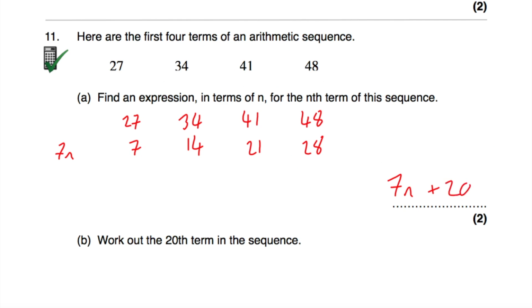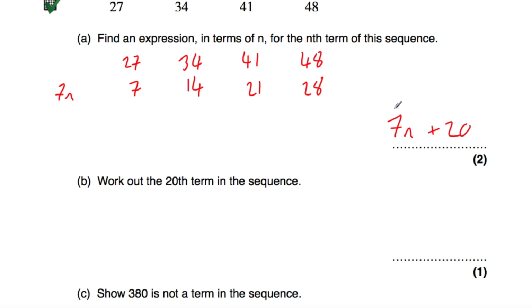And part B says find the 20th term. So we need to do 7 times 20 plus 20. 7 times the 20th term, so 7 times 20, and then we've got our plus 20. 7 times 20 is 140, but we still need to add 20, so that's going to be 160. So the 20th term in the sequence would be 160.